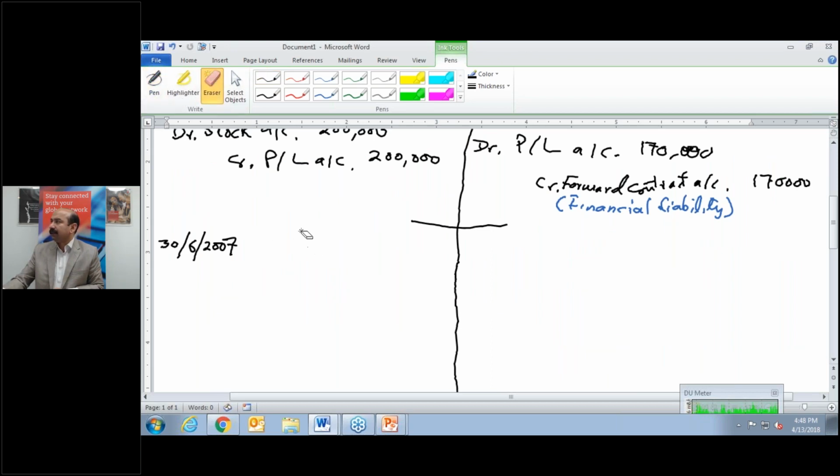The new rate is $115 per kg. Again, you can see that there is a gain. There is a gain of $5 per kg.